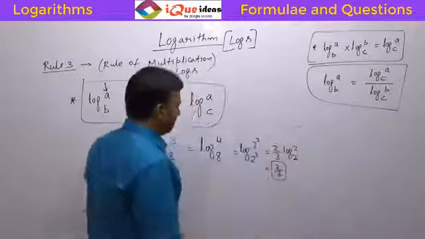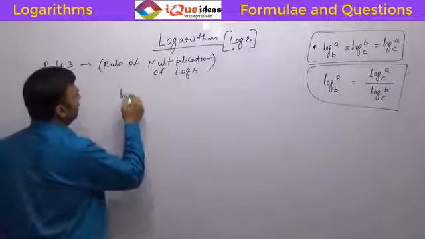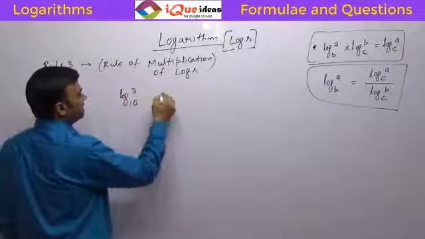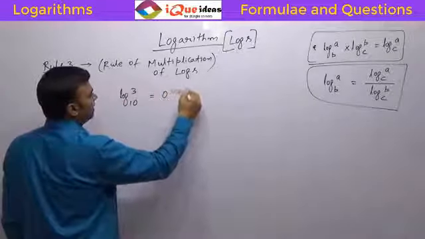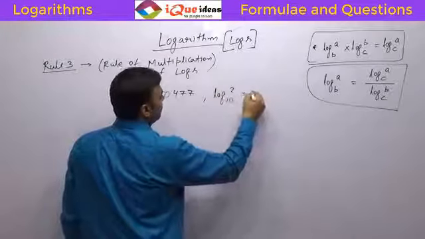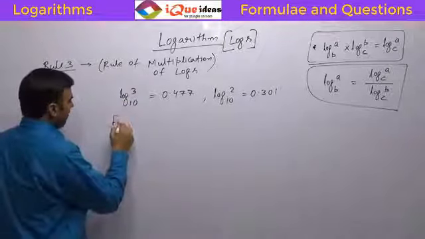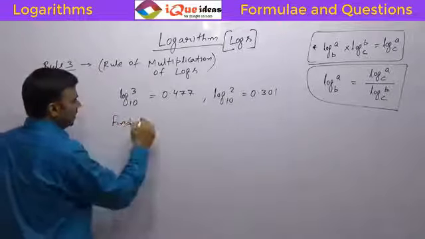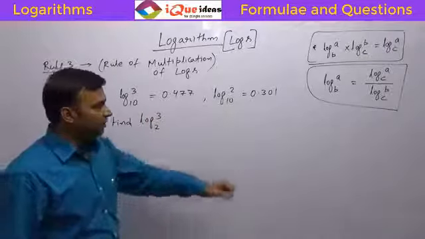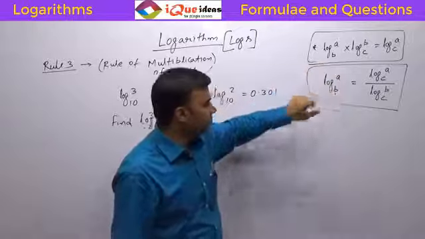Alright? Say for example, if there is a question like this, log 3 to the base 10. Suppose the question says log 3 to the base 10 is 0.477 and log 2 to the base 10 is 0.301. Find the value of log 3 to the base 2. How do we do it? We will follow the second rule. So here in place of a we have 3, in place of b we have 2.